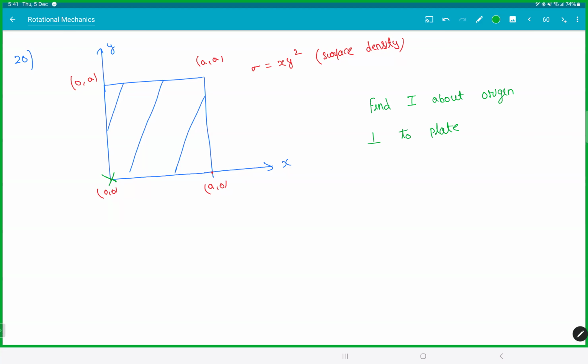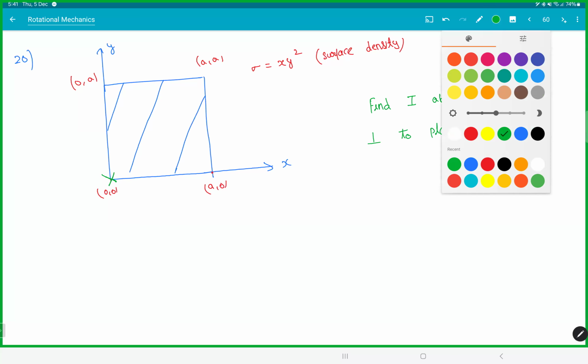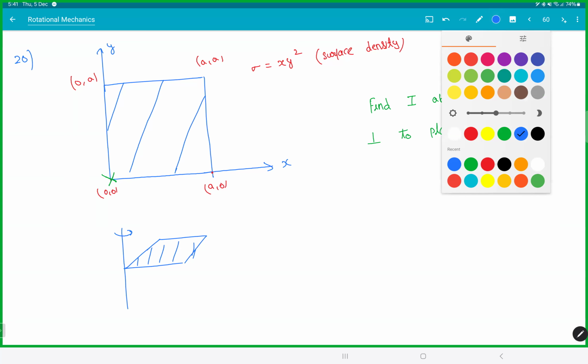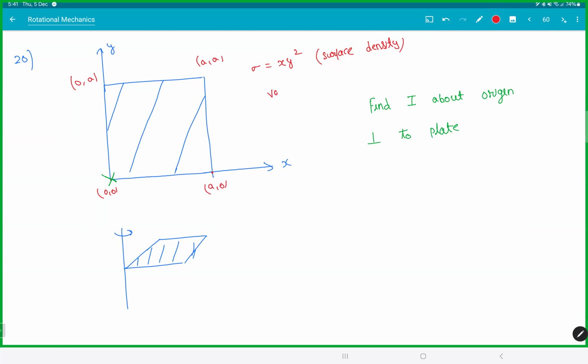The simpler version of this is finding the moment of inertia of a rectangular plate. Meaning this is how the plate looks, the side view. Take a minute, I'll show you the technique. This is a variable density.